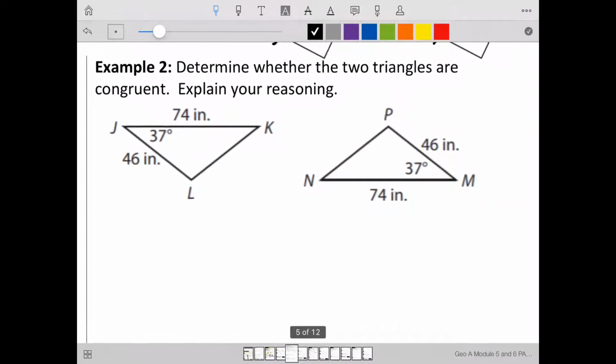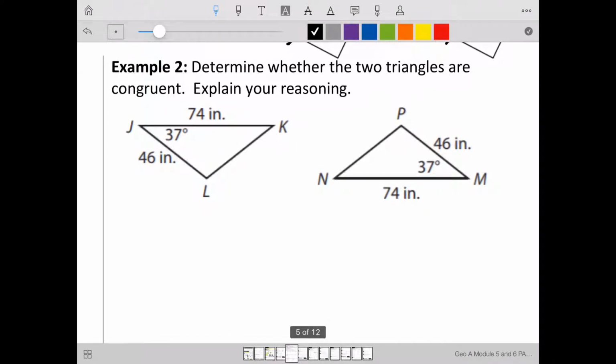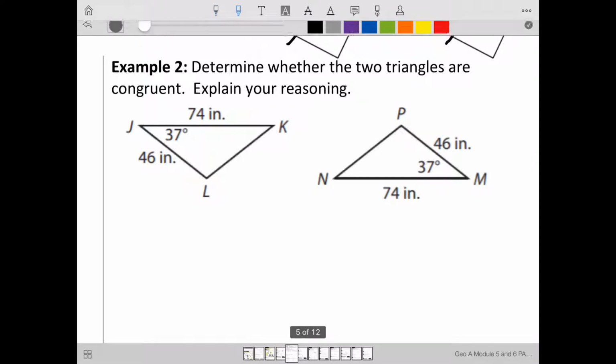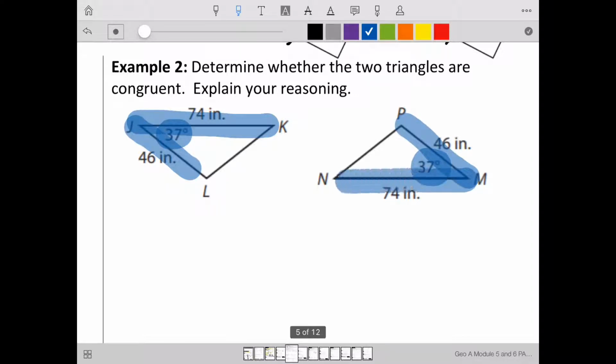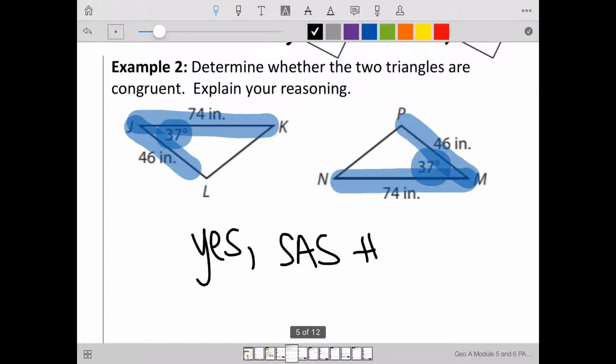Example number 2. Again, we're trying to use side, angle, side to determine if these two triangles are congruent. So, side, angle, side. Want to see if it matches up in the other triangle. Side, angle, side. And they all have congruent measurements. So, yes, these two triangles are congruent. And our reasoning is the side, angle, side theorem.